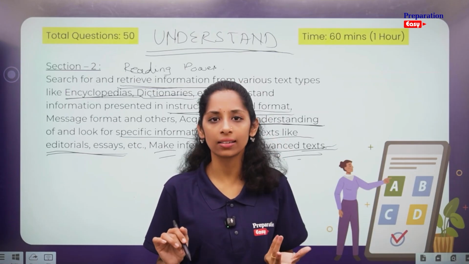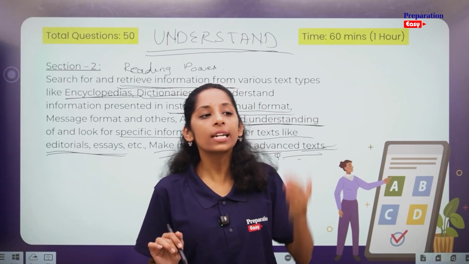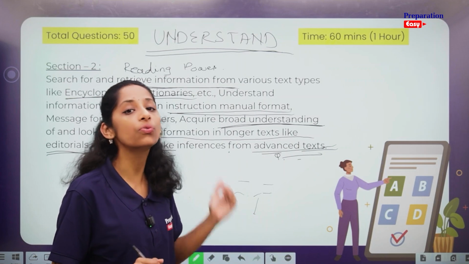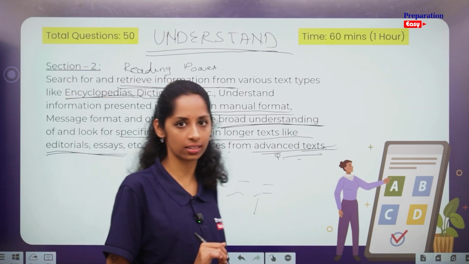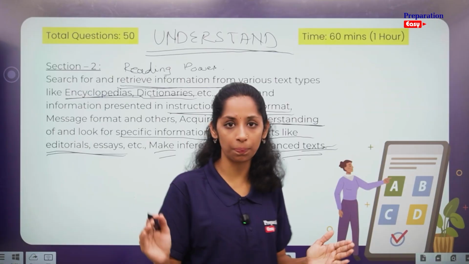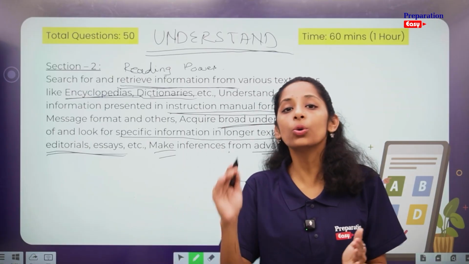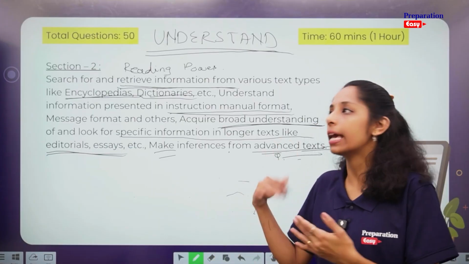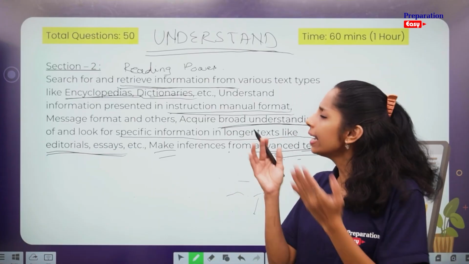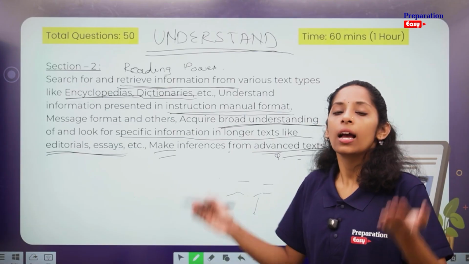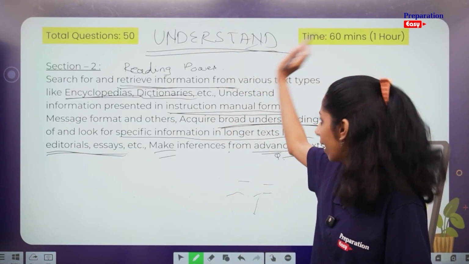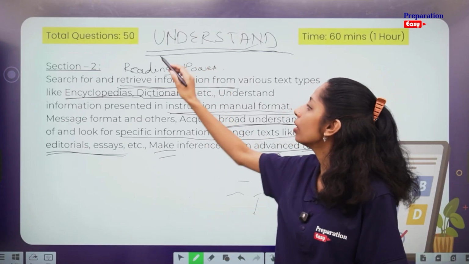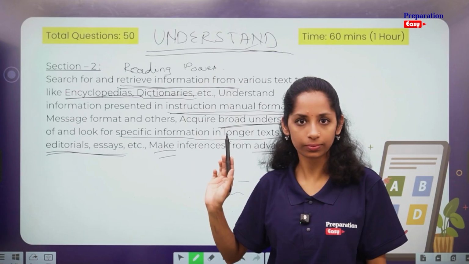Do you understand? Okay, what kind of words are used? What kind of words are used in the longer texts? How the sentences are built, right? What do you understand from the given text or from the given sentence, the essay, the editorials, any structure? What do you understand? So section 2 is about understanding your reading power.